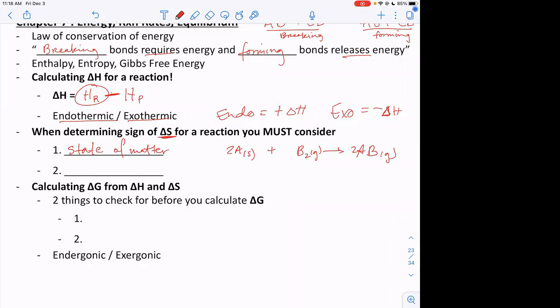Okay, so whether things are solids, liquids, or gases. Why do we look at that? Why do we consider that? Yes, gases are most disordered. So if you're making something that's a gas, the reaction's becoming more disordered. If you have gases that are condensing into a liquid or a solid as your product, then the reaction's becoming less disordered, or more ordered. That would be a negative delta S. What else do we consider?